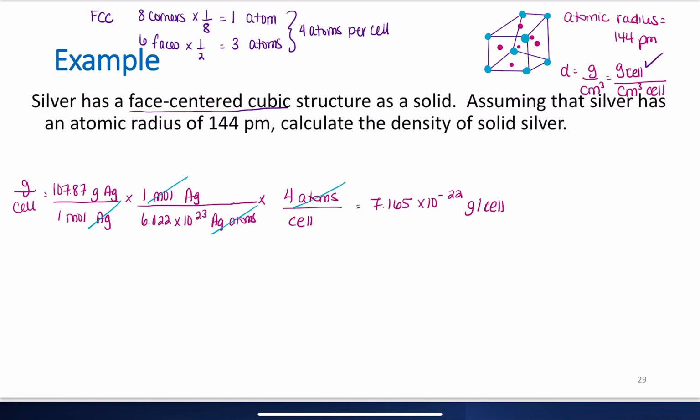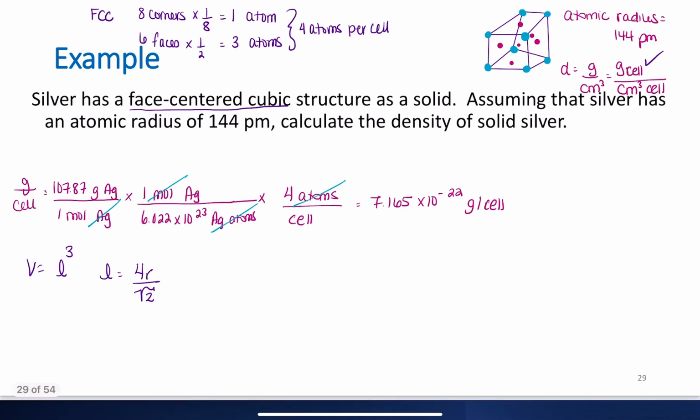So I've got this portion. Now I just need my volume per cell. Well, I know that for face-centered cubic, my volume is equal to my length cubed because it's a cube. But my length is equal to 4r over the square root of 2 because I have a face-centered cubic. So the volume of my unit cell will be 4r over the square root of 2, cubed.